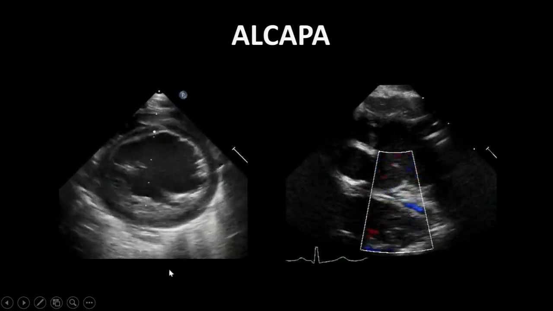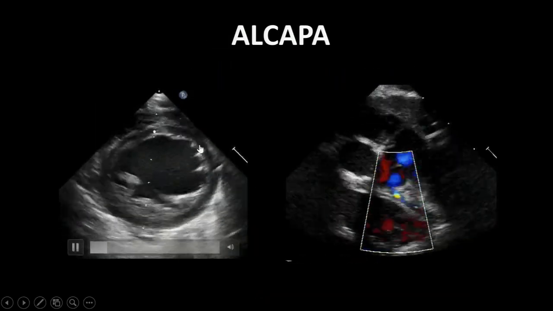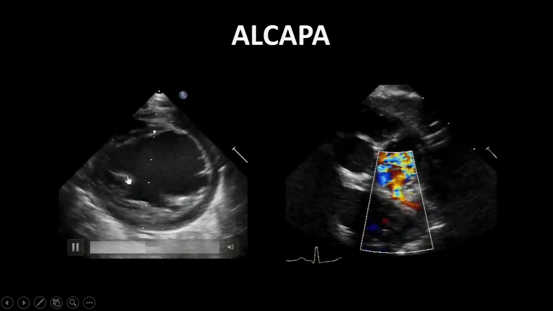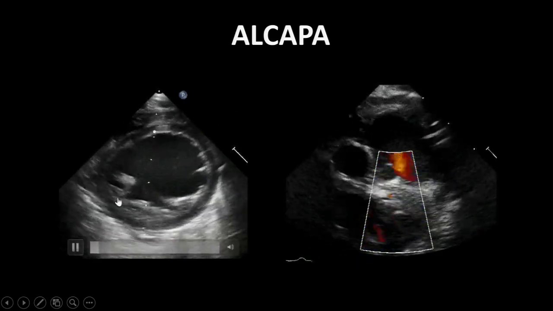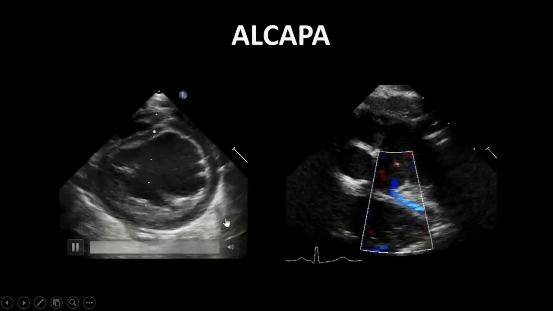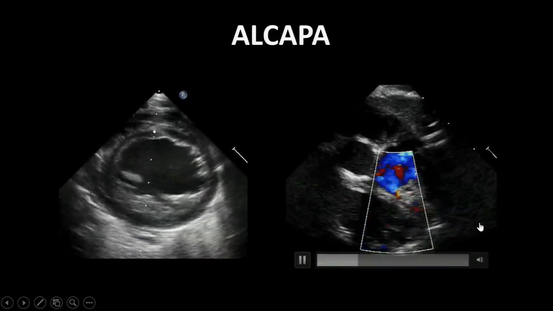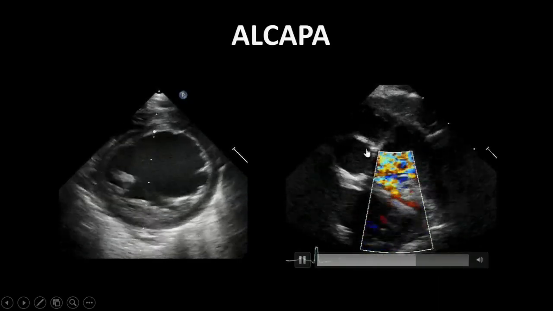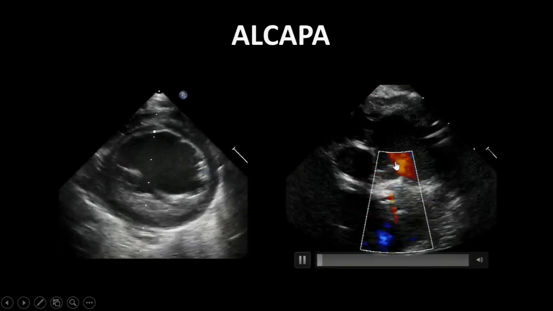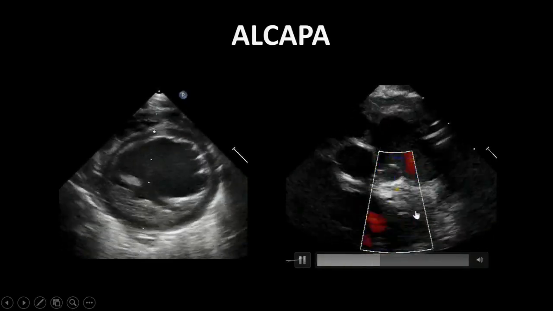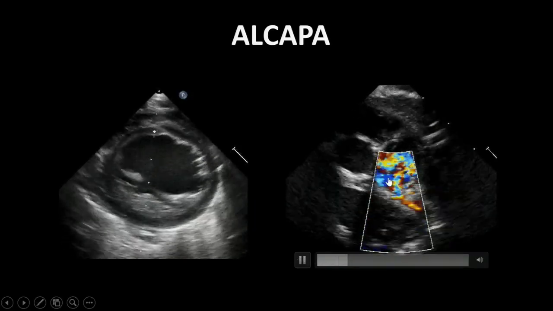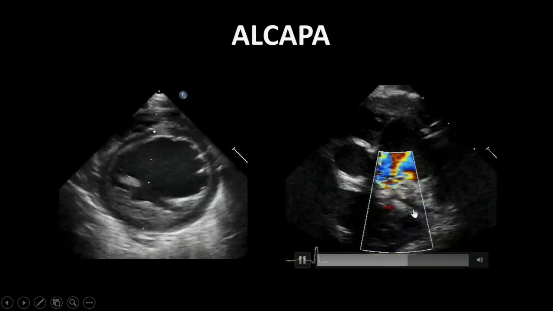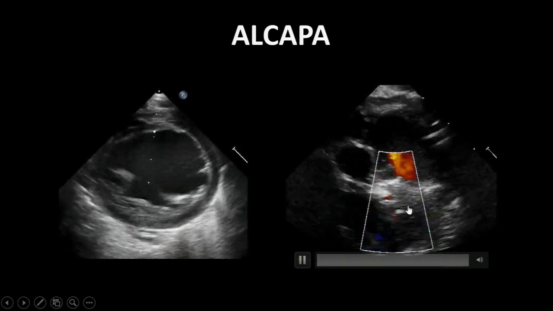Here's an example of ALCAPA. If you're presented with severe dilation and dysfunction, certainly something to think about. You can see severe dilation and dysfunction there. And then over on the color Doppler image, we have aorta, main pulmonary artery, pulmonary valve, and you can see this coronary artery connecting to the main pulmonary artery here. So anomalous origin of the coronary artery from the pulmonary artery.